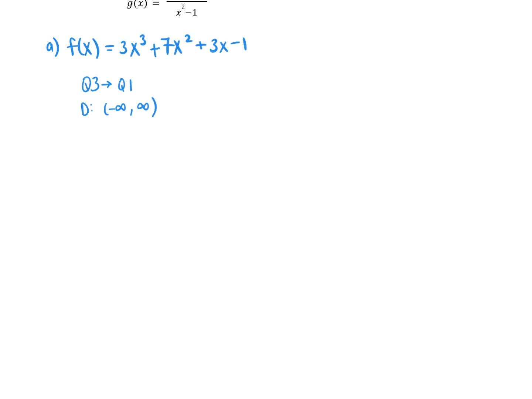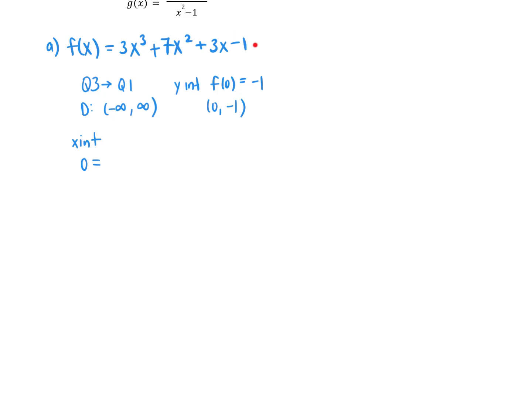I am going to find my y-intercept, so setting x equal to 0, and we get -1, so 0, -1. And now I'm going to find my x-intercepts by setting my function equal to 0, and then factoring. Now, to factor this, it is cubic, so I am going to do synthetic or long division. So first I'm going to try to find a factor of this function.